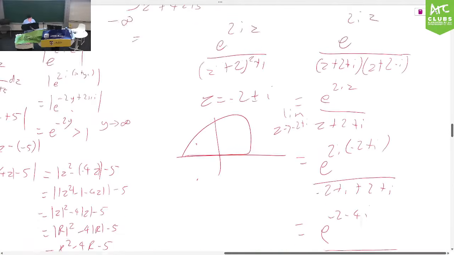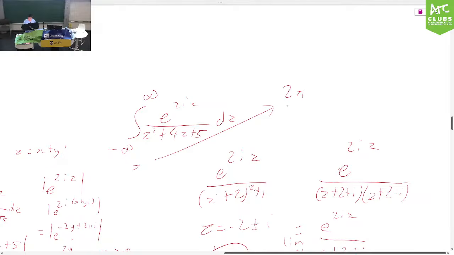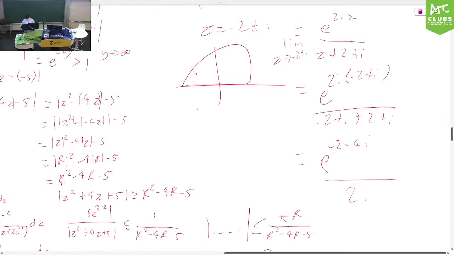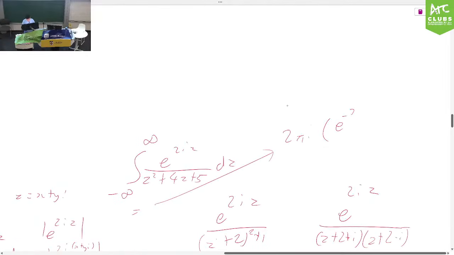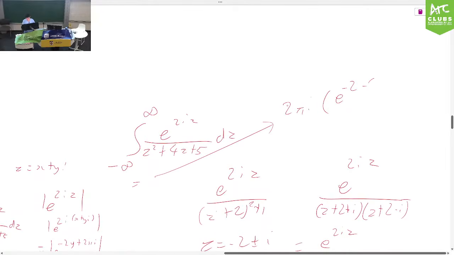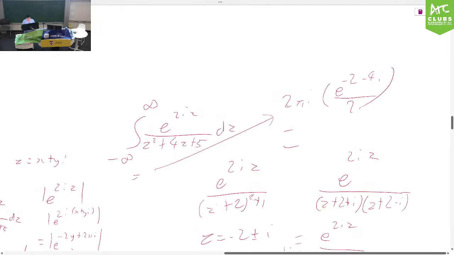So now, that expression. 2 pi i times our expression here. So e to the minus 2 minus 4i. I have the worst memory. 2i, and then the 2i's cancel, so we get pi e to the minus 2 minus 4i.